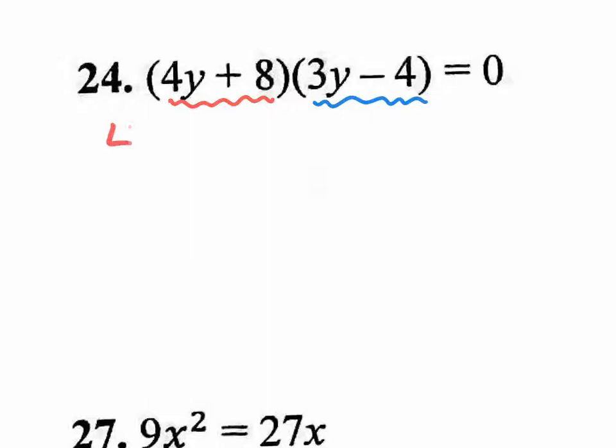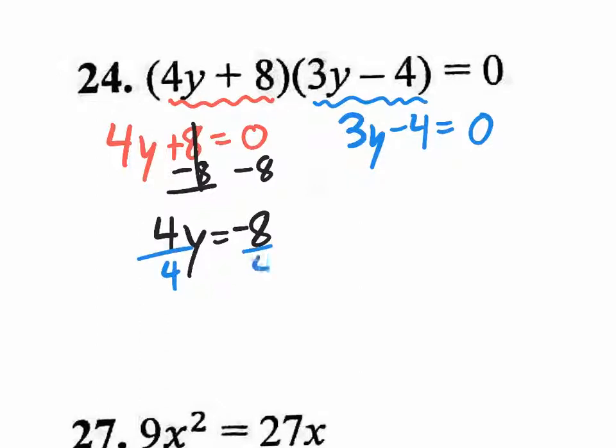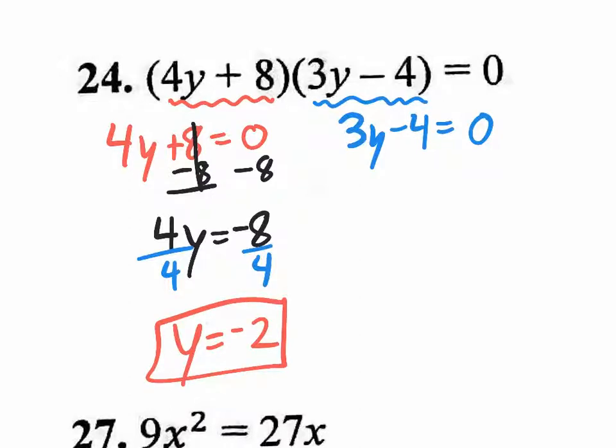So let's write it out. 4y plus 8 equals 0. And let's write it out. 3y minus 4 equals 0. Let's solve the first simple equation. So that's going to be a minus 8. Minus 8. We're going to have 4y equals negative 8. We're going to divide by 4. Divide by 4. Final answer is y equals negative 2. That's one answer for number 24.